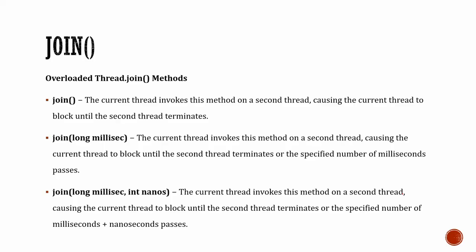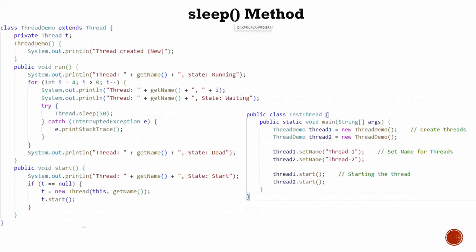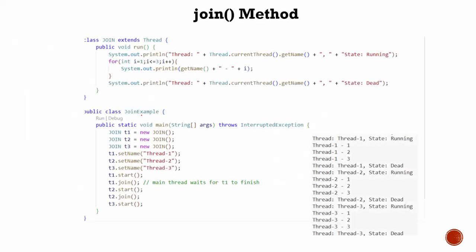Here we have different join methods; join is overloaded. You can mention how long your thread can wait, or specify the time in nanoseconds, but we usually use the first function. We have seen an example with the sleep method. Here I've taken the same example. The sleep method makes the thread sleep for 50 milliseconds, whereas with the join function, as we discussed in the previous example, it waits for thread A to complete, and then thread B will be executed.